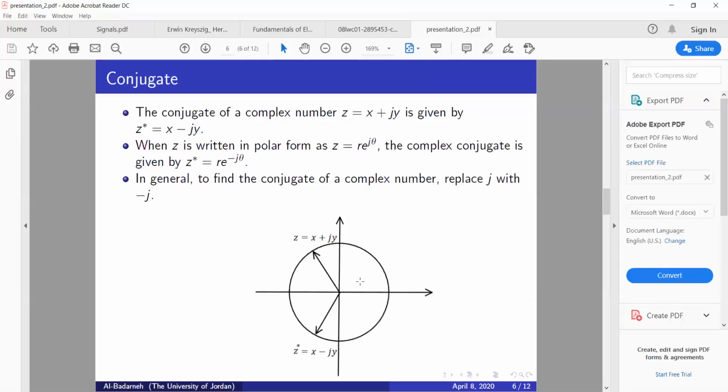As I just said, in general, to find the conjugate of a complex number, we have to replace every j with minus j. As we can see here from this figure, if this is the complex number z, x plus jy, then the complex conjugate of this complex number, z conjugate, is x minus jy. We have to replace every j with minus j.